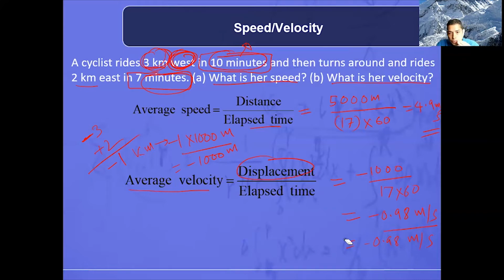Make sure, remember, we changed our system to the SI system, kilometers to meters. Remember, MKS: meter, kilogram, second. We want to have our units converted to MKS. So I converted kilometers to meters, and also time to seconds. We are trying to do the problem in MKS.